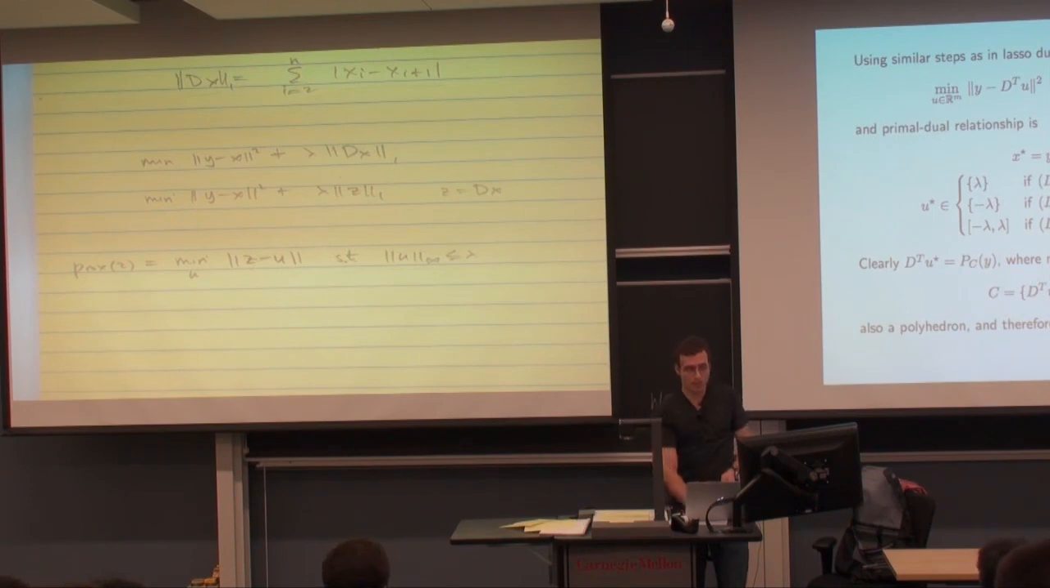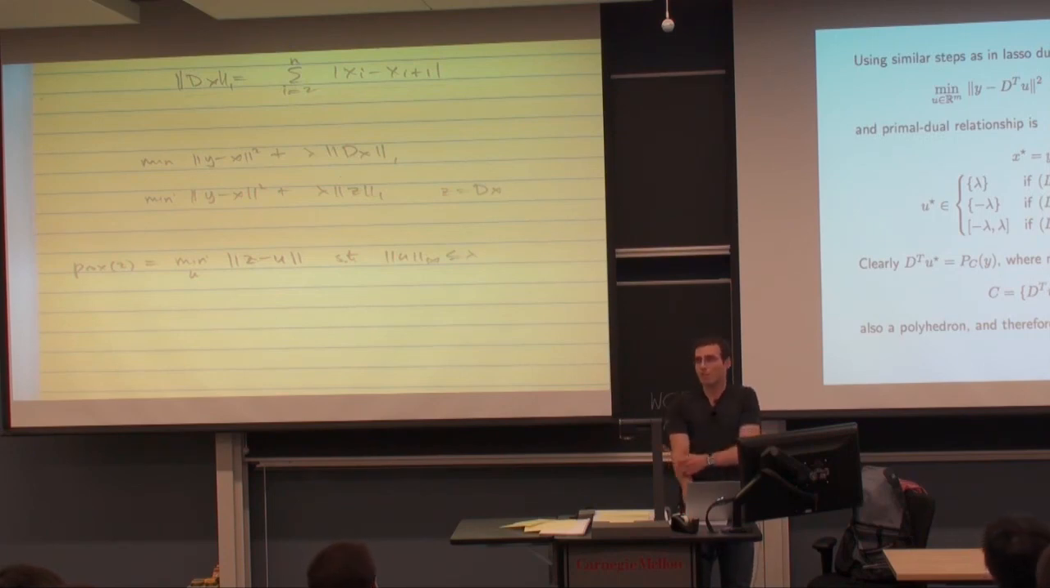If you look at the primal-dual relationship, when I derived it, it tells me that uniquely the primal solution is y minus D transpose u star. So this is an actual example where the dual is a lot easier to solve than the primal, and I can do it with one of the methods we've learned so far.